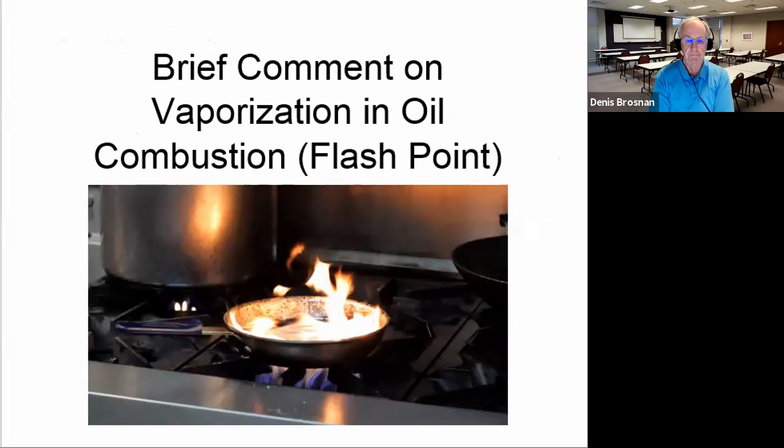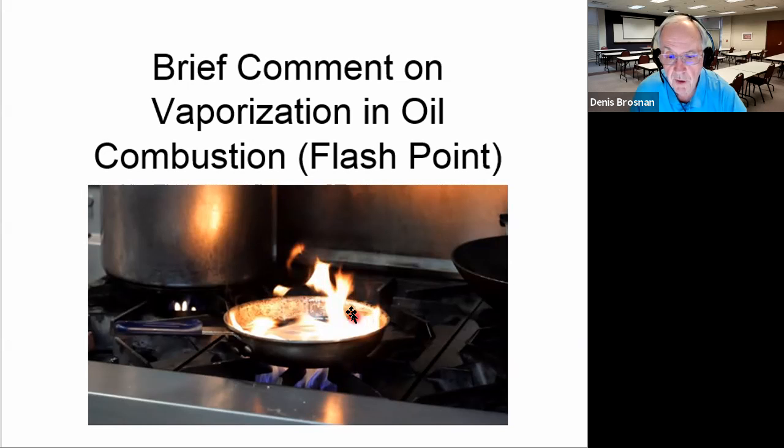Now, there are a lot of comments to make about oil safety. Oils have a flash point, and obviously you have to be above that flash point in order to cause flame to happen. I've shown this picture, the only image I could find that could illustrate this, which is a cooking implement with cooking oil in it, and it's flashed on the stove. So the oil has reached a temperature where it's vaporizing, and the vapor is burning. Okay, so that's the process.